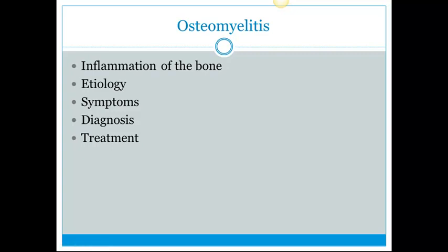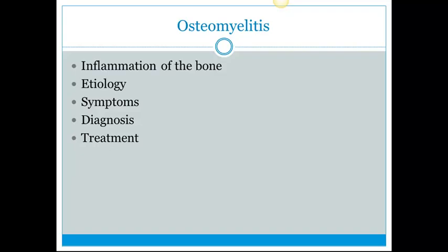Osteomyelitis, which is inflammation of the bone. So the etiology of osteomyelitis is oftentimes a staph infection from a wound or a throat infection. It occurs in the long bones and typically in children. Symptoms are fever, chills, tenderness over the area.